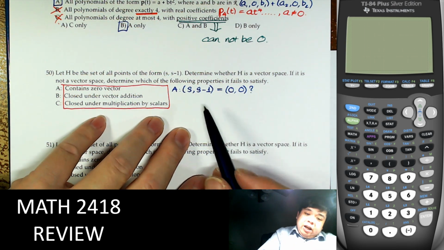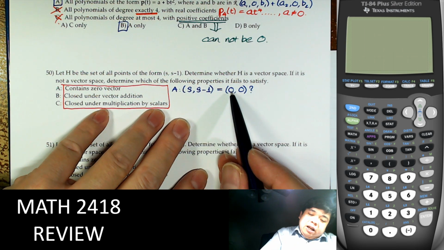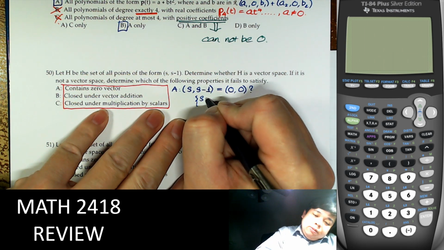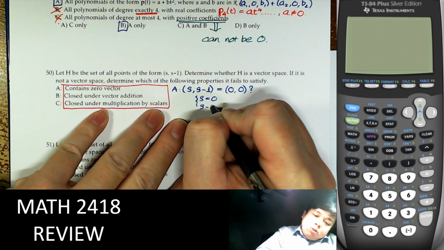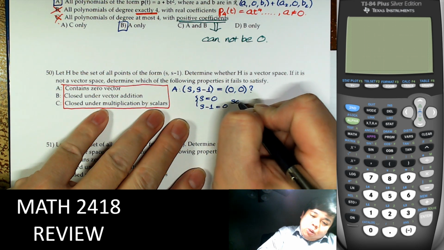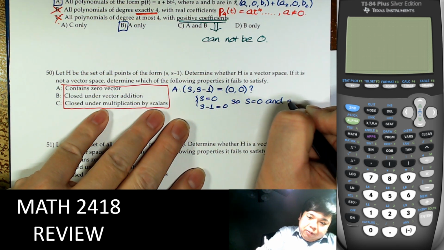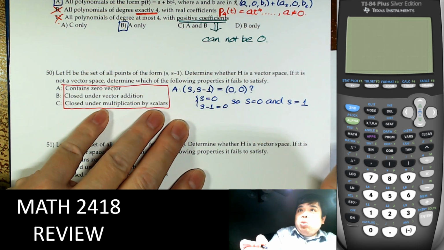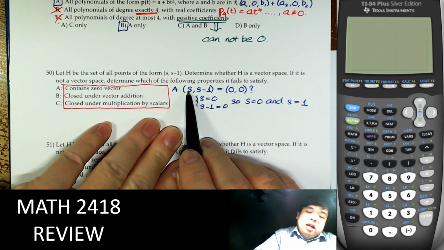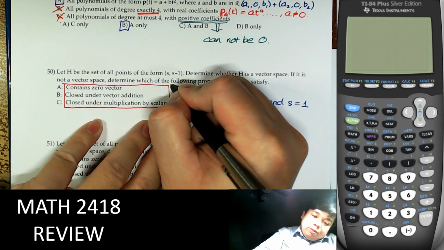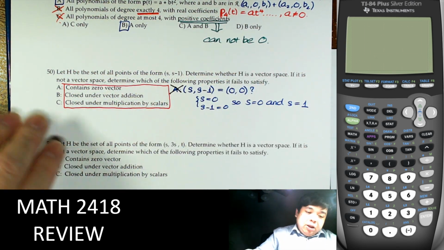Well, if that is to be 0, then S has to be equal to 0, and S minus 1 equal to 0. So we have to have S equal to 0 and S equal to 1 at the same time, which is not possible, right? So this cannot be equal to the 0 vector. So no, that doesn't work. Now go to B.